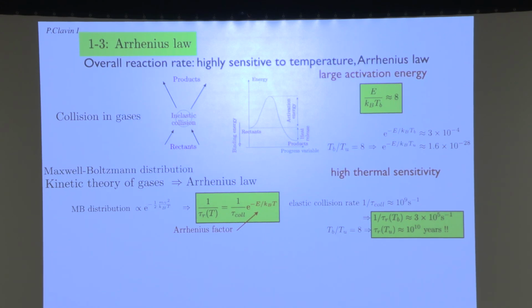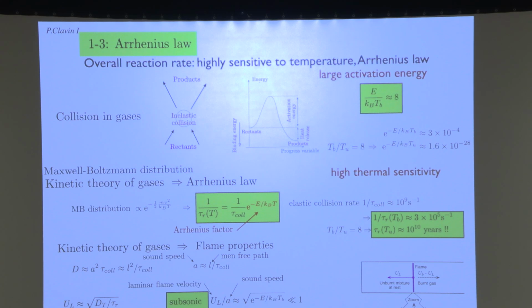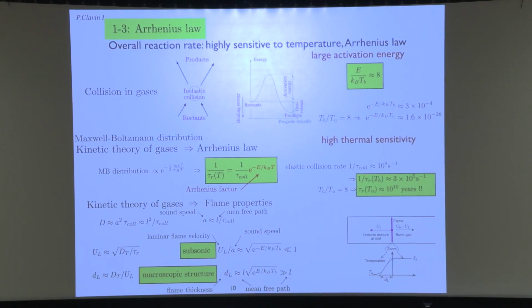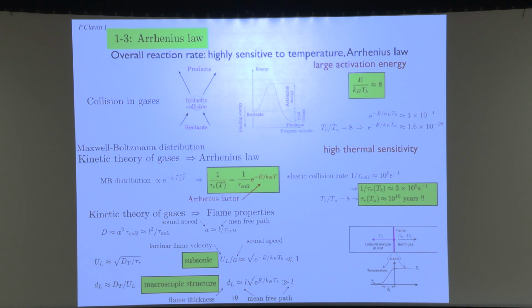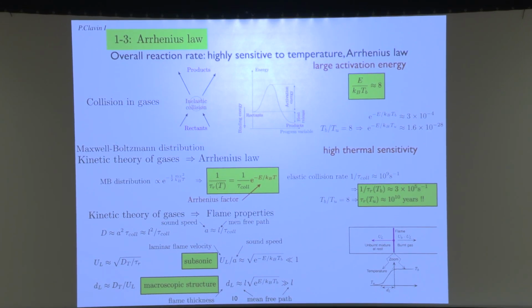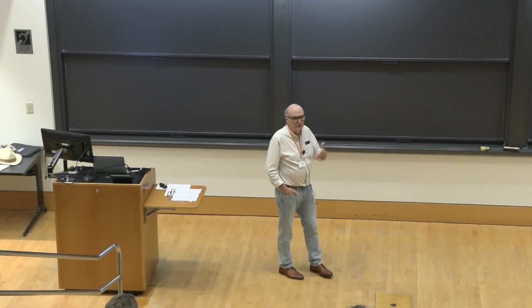And when you make a small variation of the temperature, you have a large variation of the reaction rate because of this activation energy. Now, you develop the order of magnitude analysis, and using the Arrhenius factor, you obtain that the laminar flame speed divided by the sound speed is the square root of the Arrhenius factor. But this Arrhenius factor is very small. This is why a flame is markedly subsonic.